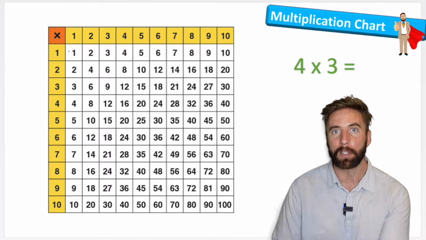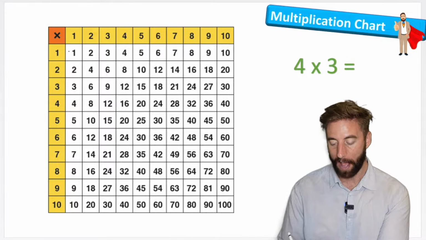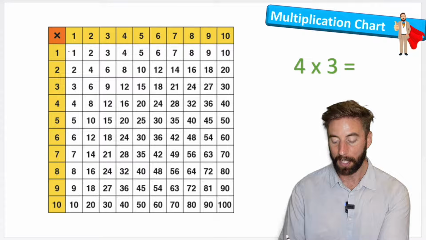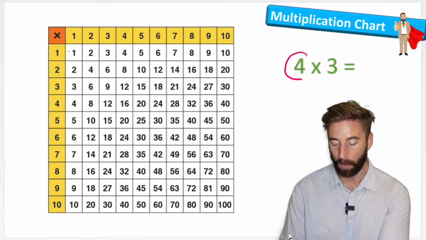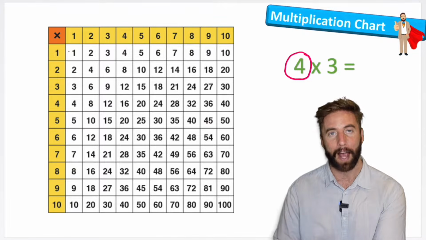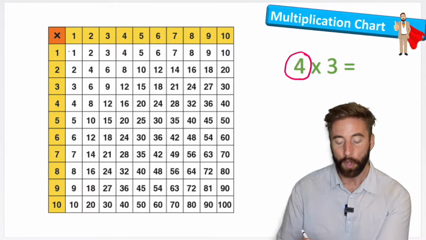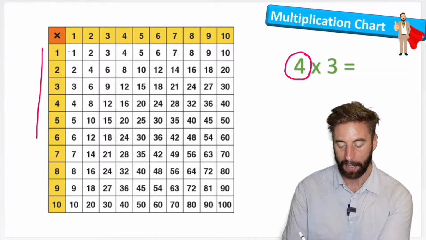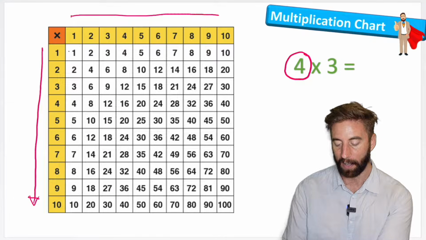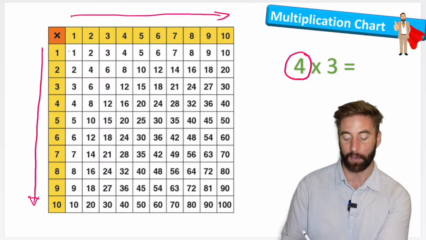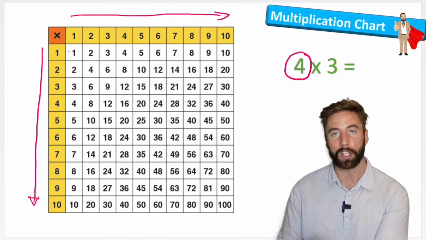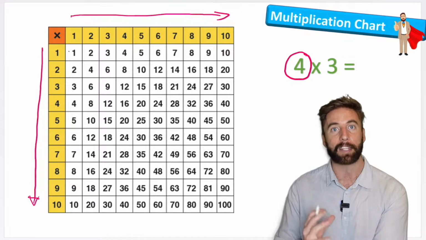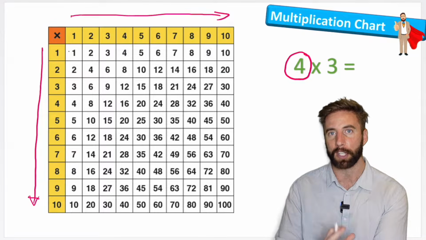Well, it's super simple. In my question here, I have 4 times 3. So we're going to start with the 4. And all I'm going to do is look now at my multiplication grid. What you can see on my grid is the numbers 1 to 10 down the side and 1 to 10 along the top, these numbers that are in yellow. Sometimes you'll see them going all the way to 12. That's a bigger multiplication grid, but does the same job.